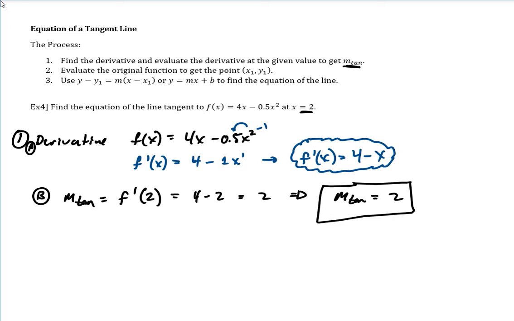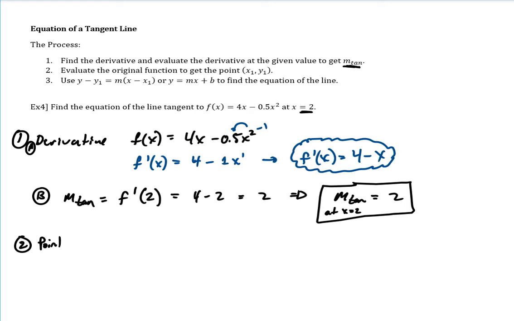I just wrote x equals 2: m_tan at x equals 2. It's a coincidence that they are the same; it is just based on plugging it in. So the m_tan at x equals 2 is 2. All right, so step 1's done. Step 2, let's get the point.